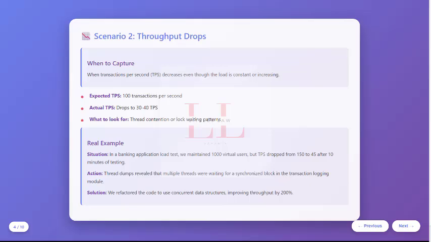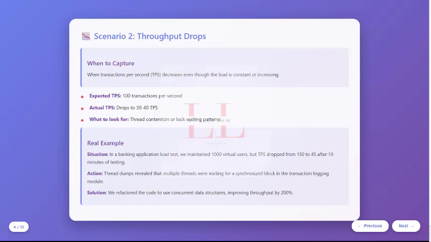Let me share another example. In a banking application load test, we maintained 1000 virtual users throughout the test. Initially we were getting 150 transactions per second, which was really great. But after about 10 minutes, the TPS dropped dramatically to just 45 transactions per second, even though the load was unchanged.